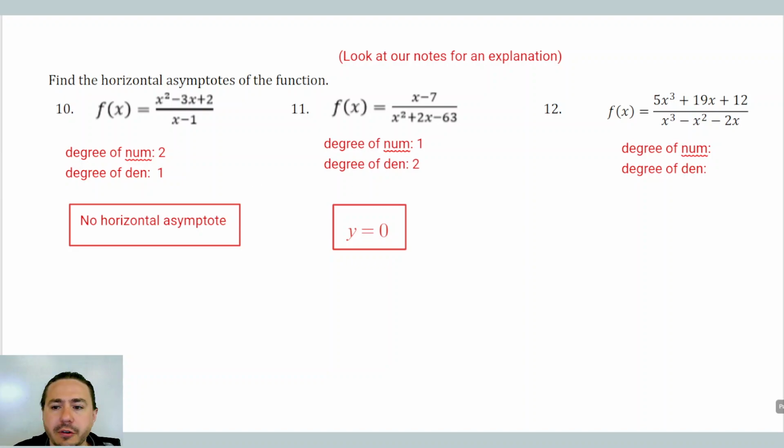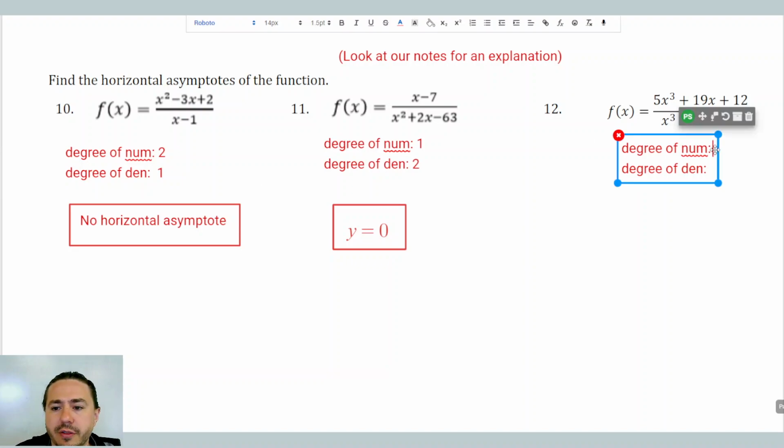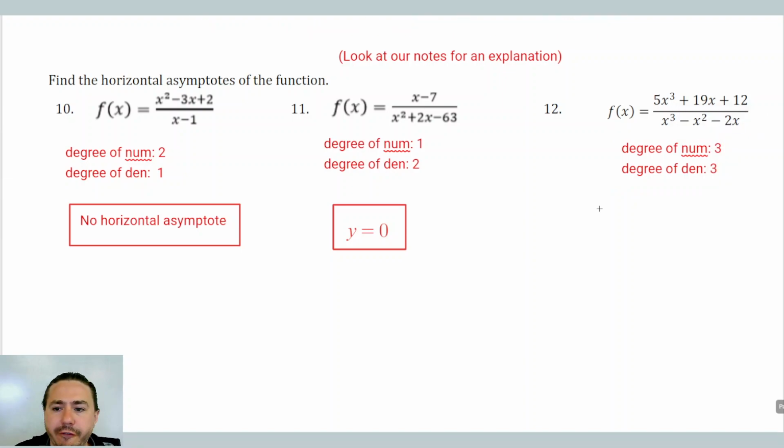Now, if the degrees are the same, so like in this case, the degree of the numerator is 3 and the degree of the denominator is 3. In this case, we look at the leading coefficients, the coefficients of those leading terms. Here we've got 5 and we've got an implied 1. So the horizontal asymptote will be at 5 over 1, which is just 5. So we can write the equation of that asymptote. It's going to be 5 units above the x-axis. Y equals 5.